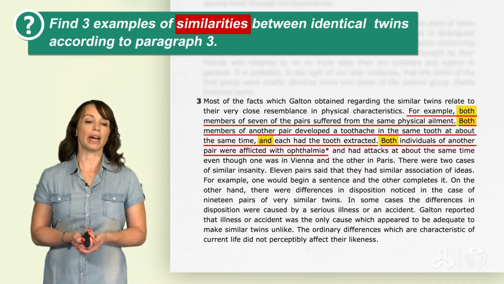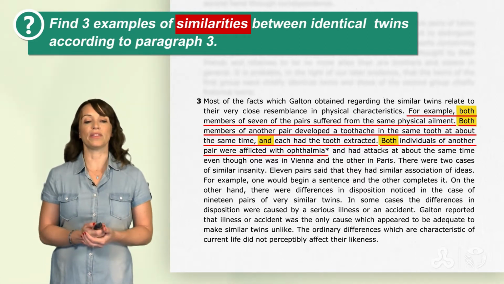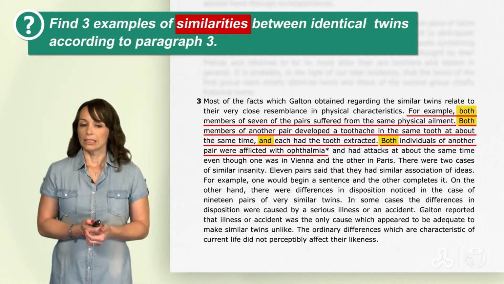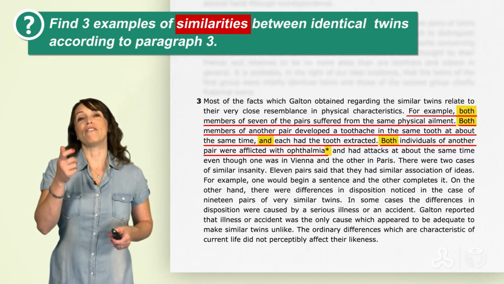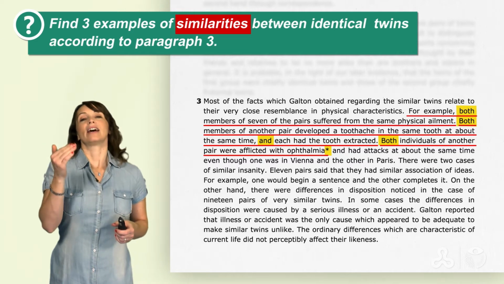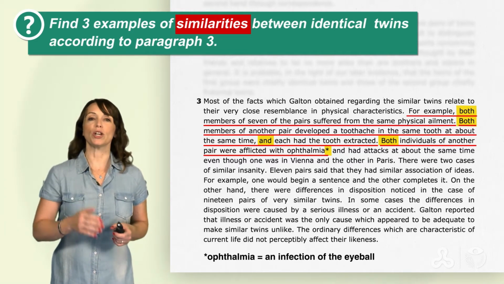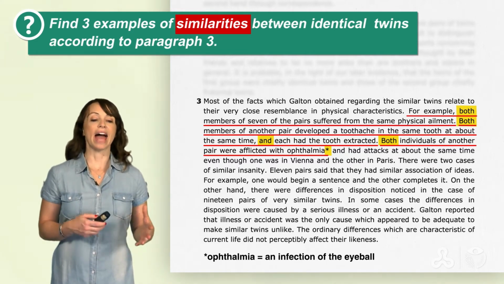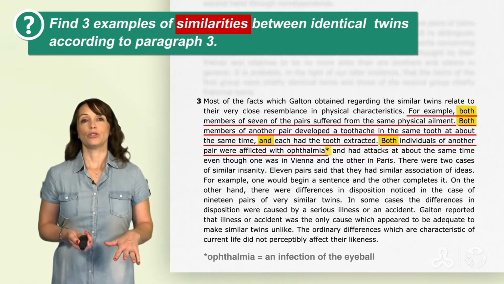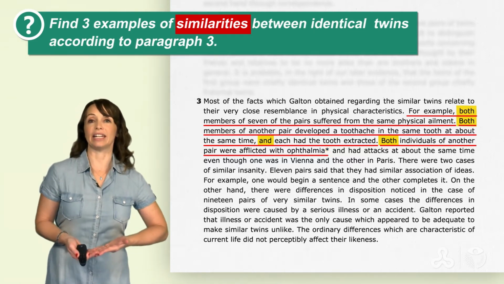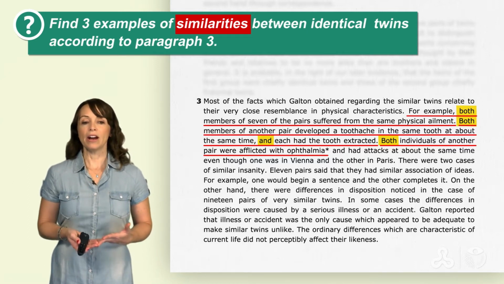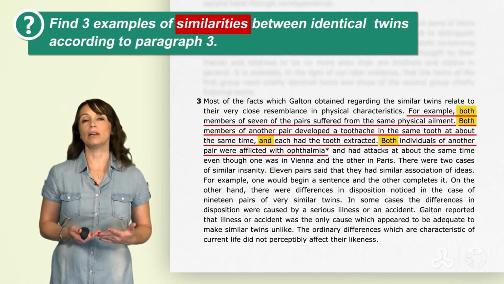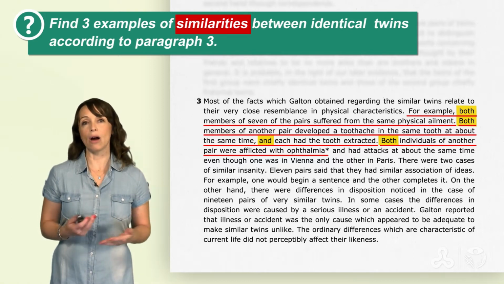Individuals of another pair were afflicted with ophthalmia. אני רואה את המילה הזאת, אין לי מושג מה זה אומר, אבל יש לי גם כוכבית. ברגע שיש לי כוכבית, אני מסתכלת בתחתית של העמוד, ואני רואה ש-ophthalmia means an infection of the eyeball. So now I can simplify it and understand that another pair had the same problem with their eye. כן, הייתה להם אותה בעיה או דלקת בעין.